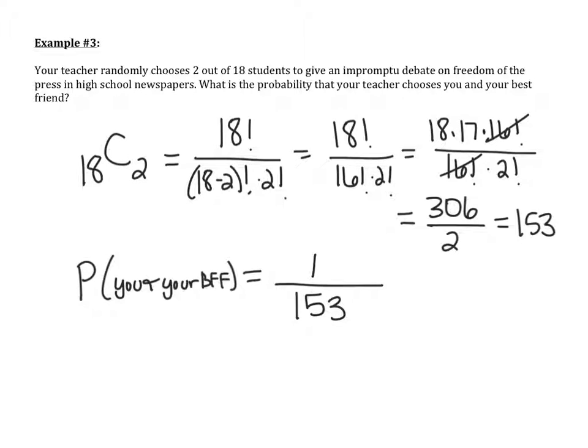So we're going to take 1 divided by 153 in our calculator and then move the decimal point 2 places to the right to get it as a percent, to get about a 0.65% chance that you and your best friend will be chosen randomly to give the debate on the freedom of press in high school newspapers if there are 18 people in your class.